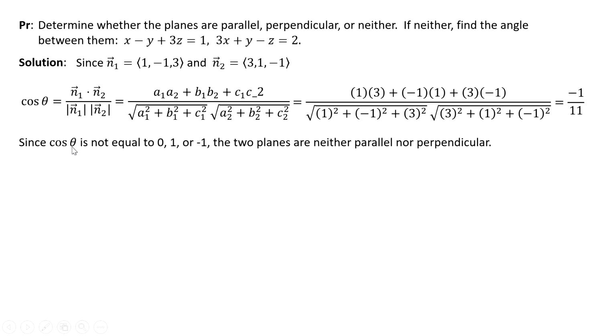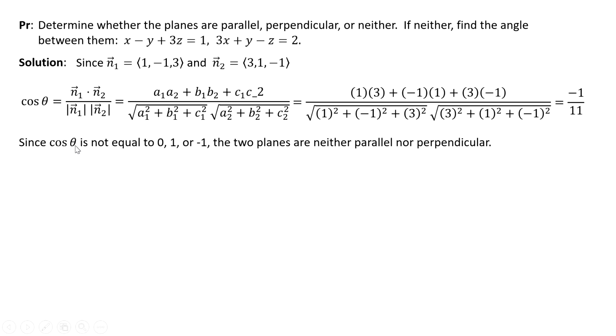If cosine theta is 0, that means they are perpendicular, right? Because cosine of pi half is 0. That is cosine of 90 degrees. So the two vectors are 90 degrees apart, or could be 270 degrees apart, which both would indicate perpendicular.